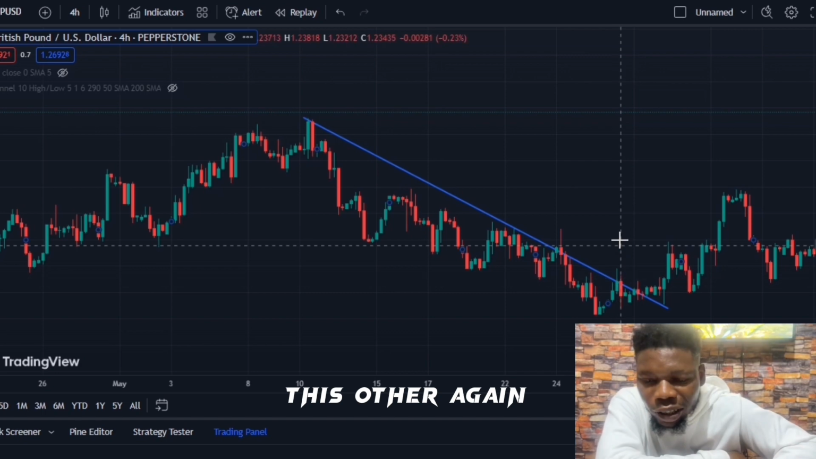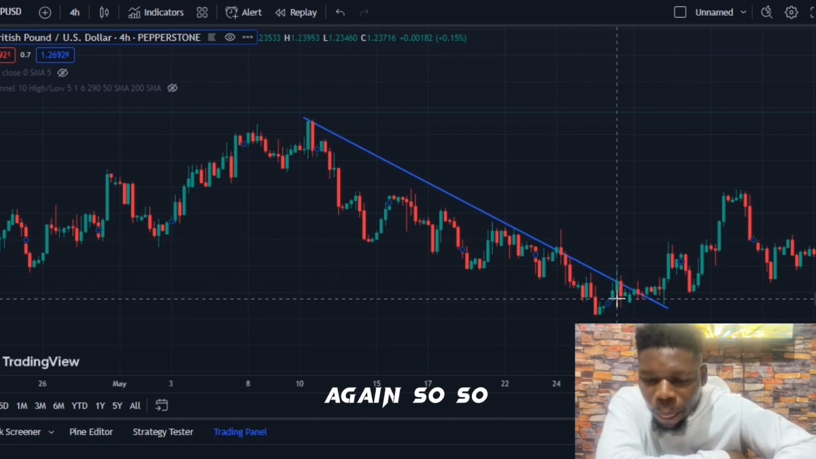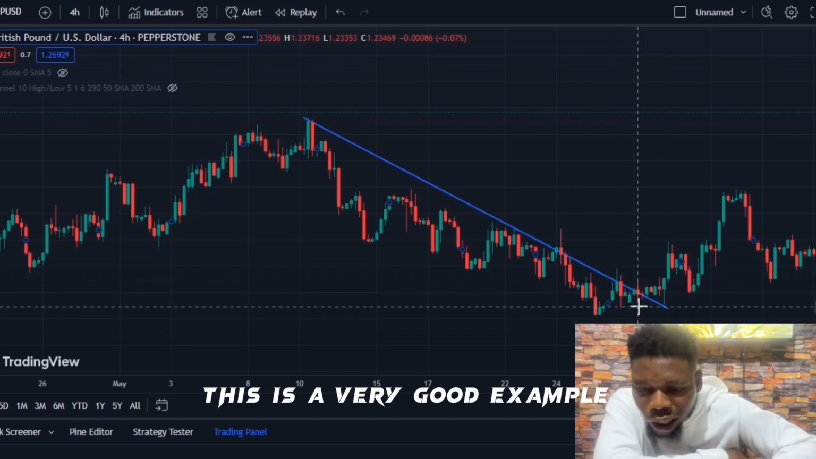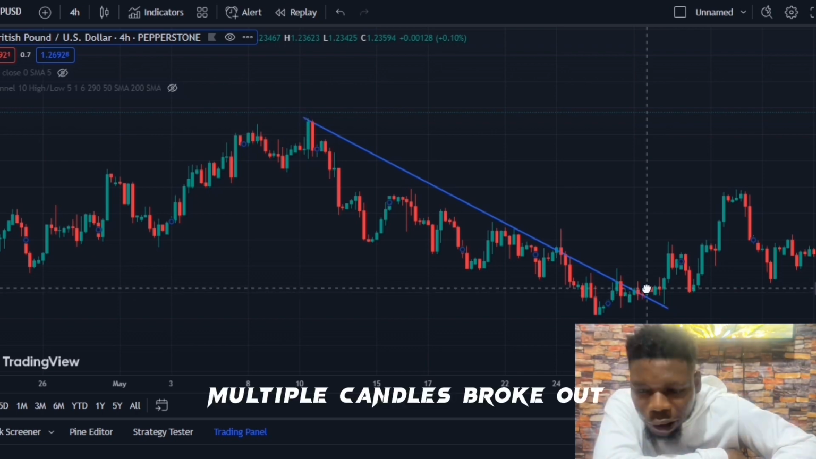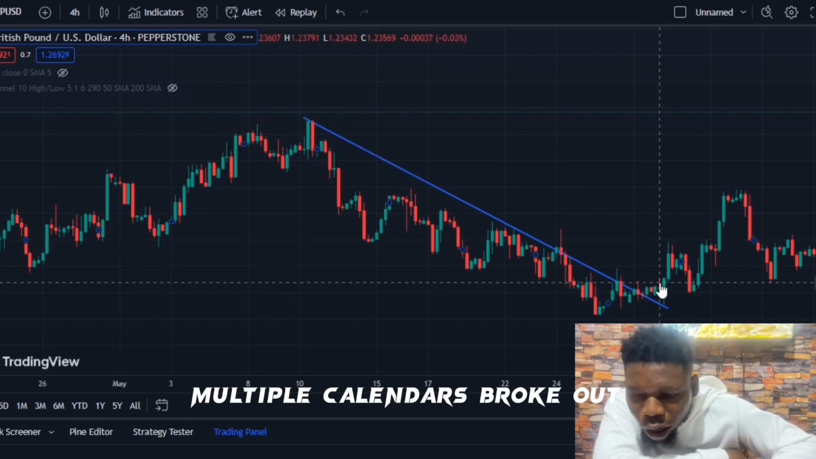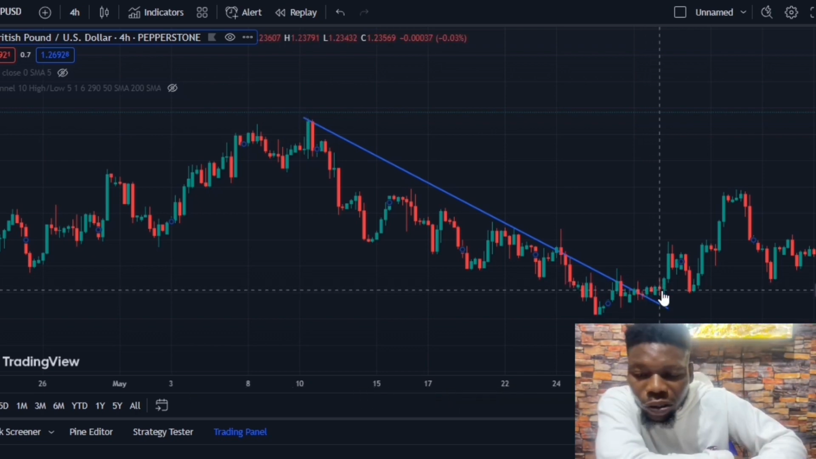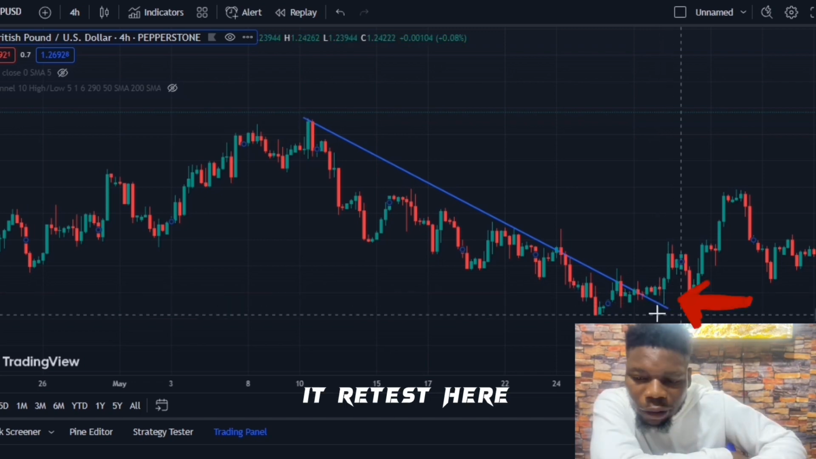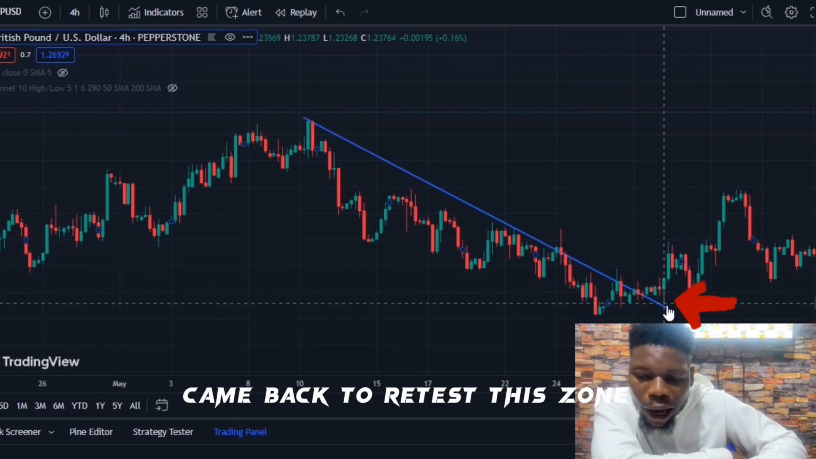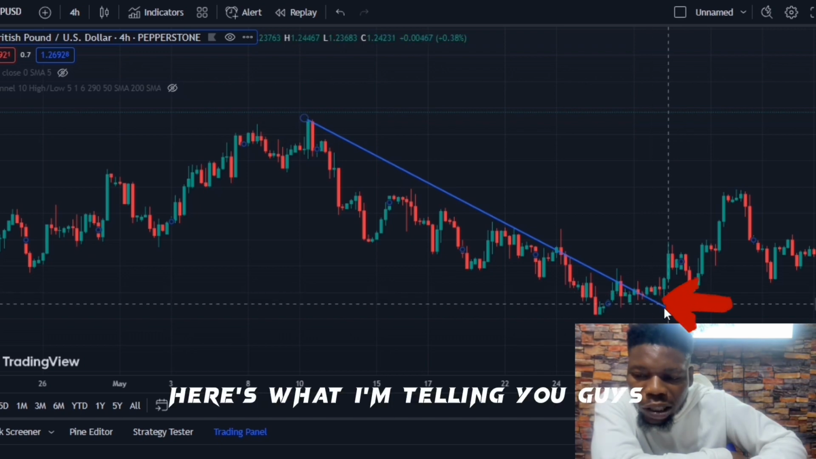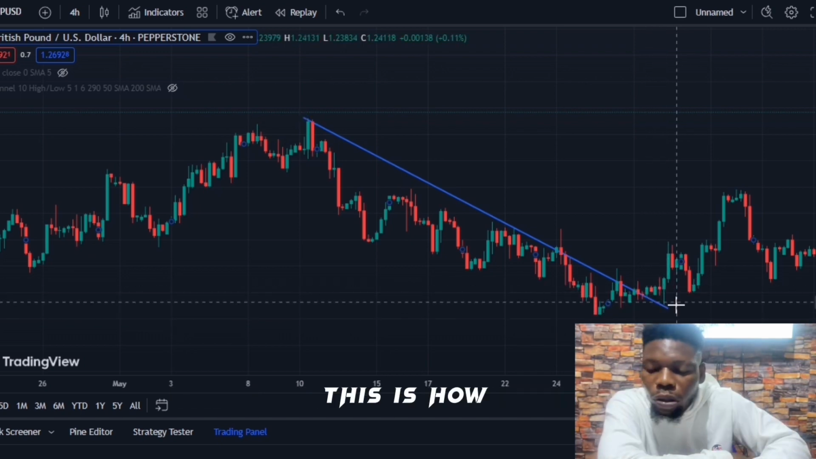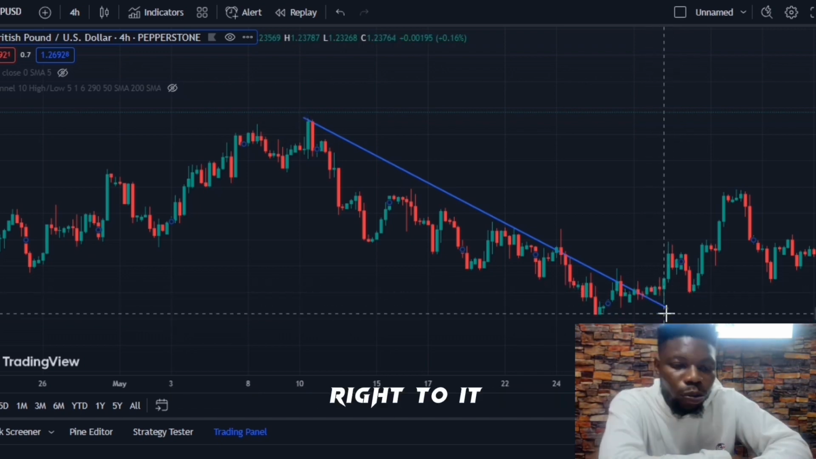You see, it tested us again, broke out with a weak again. So you can see this is a very good example. It broke out, multiple candles, broke out, multiple candles, broke out. Then it came back to do what? Retest. You see, it retest here. I'm telling you guys, it came back to retest the zone. This is what I'm telling you guys. This is how to trade it the right way.